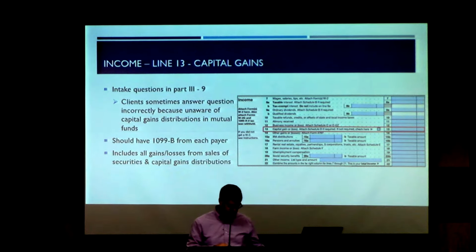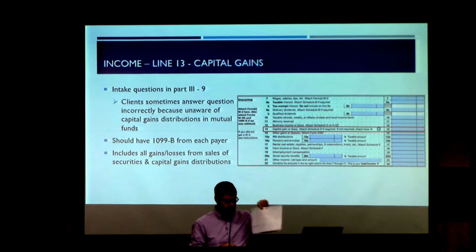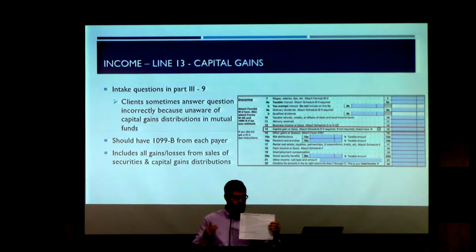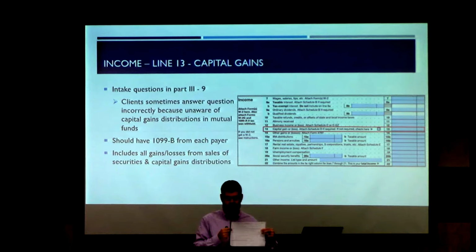All right, so moving along, capital gains. That is question 9 in the third section on the intake sheet. A lot of clients may answer this one incorrectly. A lot of clients will have a mutual fund account. With mutual funds, all of your capital gains are typically reinvested, so you're not actually getting a check for selling the stock, but they will get a 1099-B. So a client with a mutual fund may say, no, I don't have any capital gains because they didn't actually sell stock, but they have a 1099-B with capital gains on it.